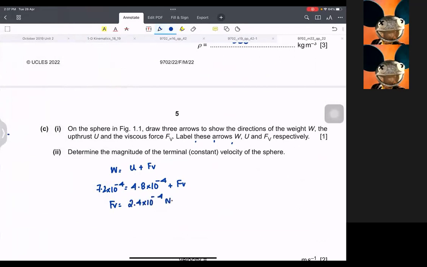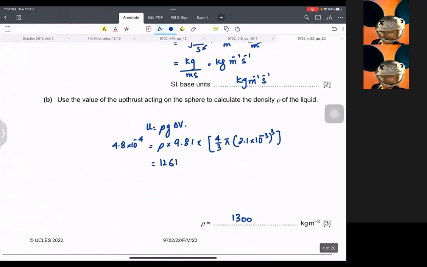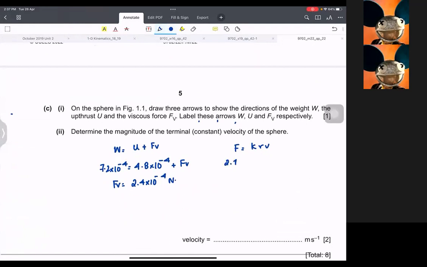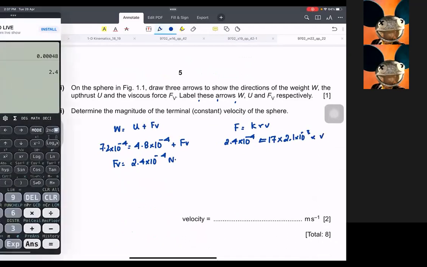Now you have this, and you also know the formula for K R V. K is given as 17. So you put it in. K was 17, R was 2.1, and you have to find V. That's not something very hard.